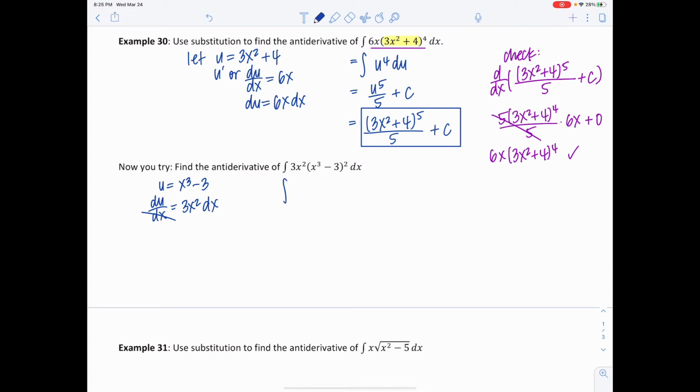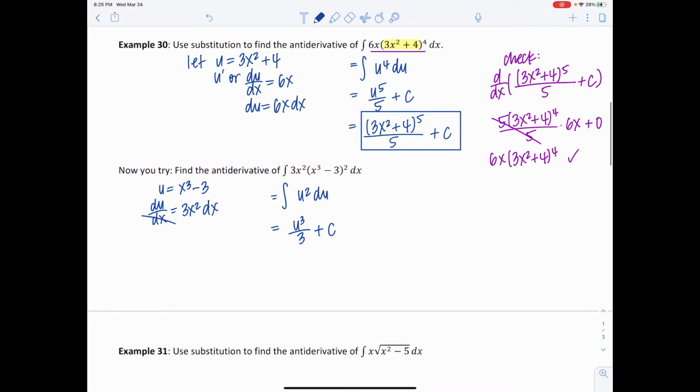So I can rewrite this integral as u to the second times du. Its antiderivative, or integral, is u cubed over 3 plus c. Don't forget the plus c. And if I replace the u with x cubed minus 3, I get my final answer. You can leave it in factored form, totally fine. You can always check by taking the derivative, making sure to use chain rule, and see if it actually equals your original integrand.